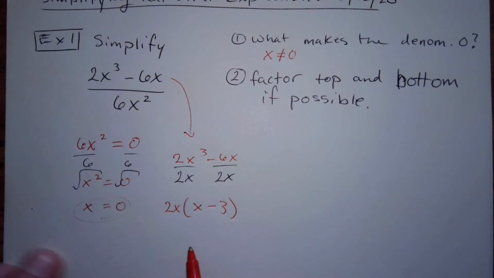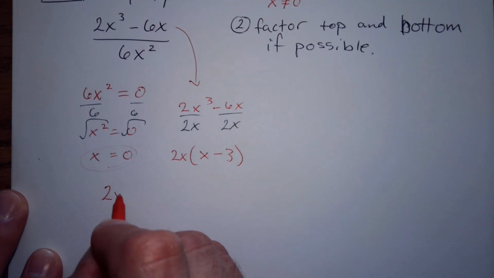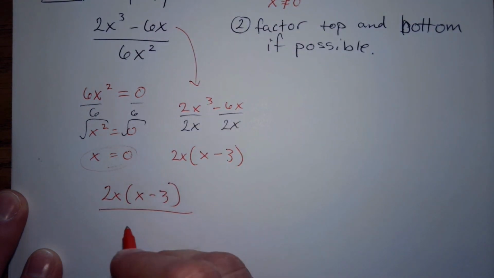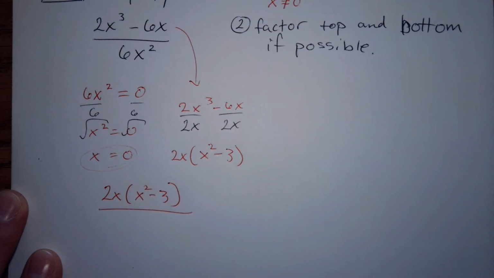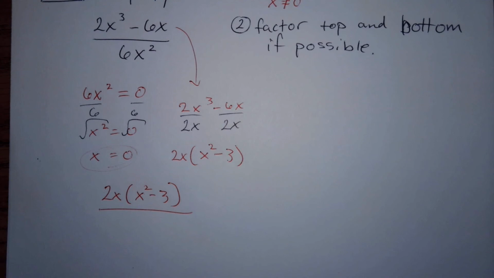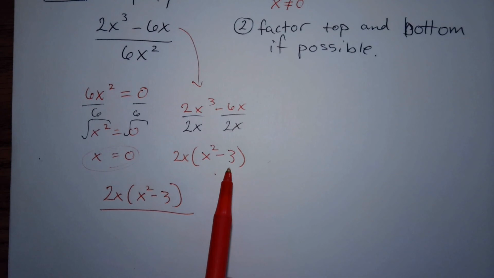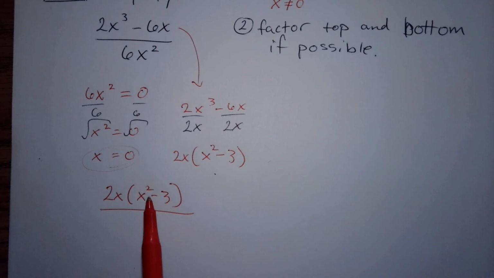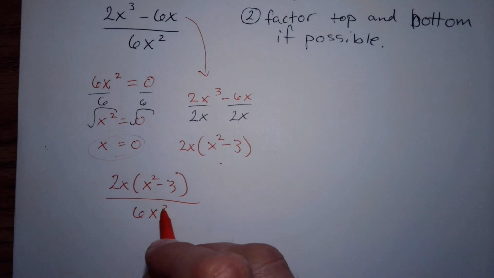And I can't factor the bottom, so I'm going to rewrite stuff. 2x, x minus 3. I'm writing it all together now. Is it not x squared? No. Oh, this part. Yes, thank you. So, yeah, it should be x squared minus 3. I can't factor this anymore because I can't square root the 3, so it's not a difference of squares. So I just leave that. And then on the bottom, I just have 6x squared.